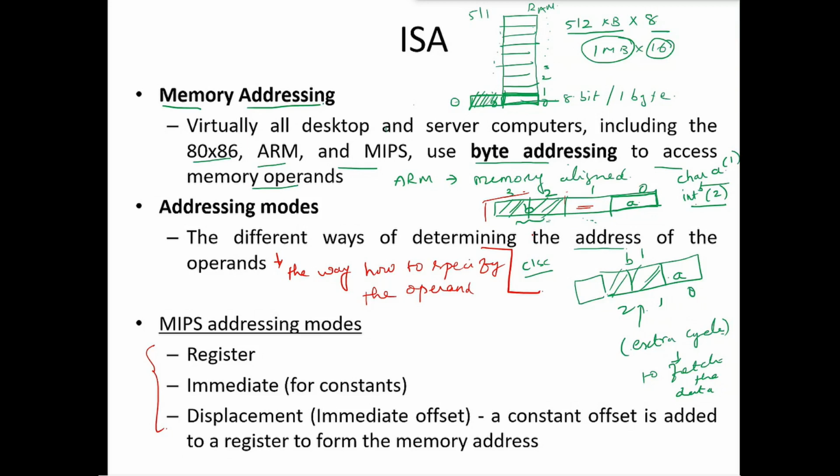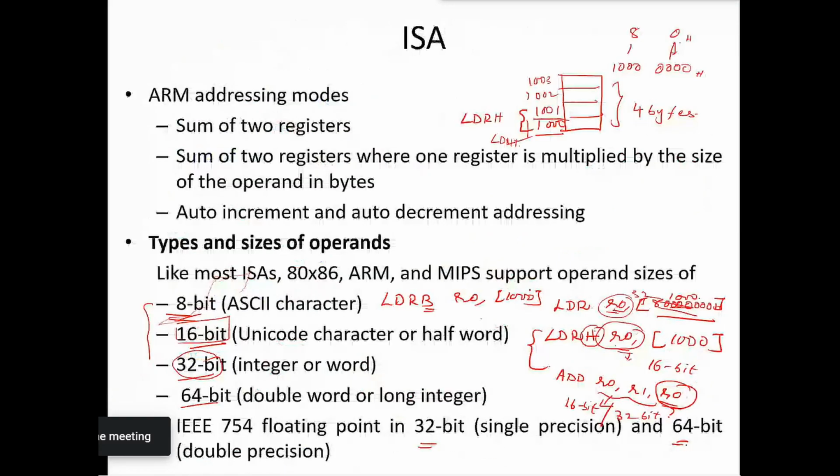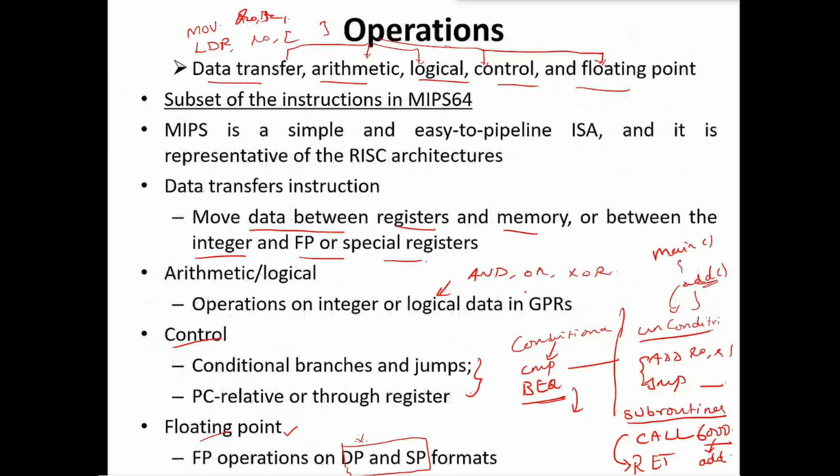The next one is the addressing mode. Addressing mode tells about how to specify the operands for instructions, or else what are the different ways to specify the operands for instructions. Of that, the major categories are classified into registers, immediate, and displacement. And we have seen a few examples of those addressing modes. The next is types and size of the operands. When you are going to work, the types and the size of the operand matter, like the data types and the size, whether it is going to be 8 or 16 or 32 or 64 bit.